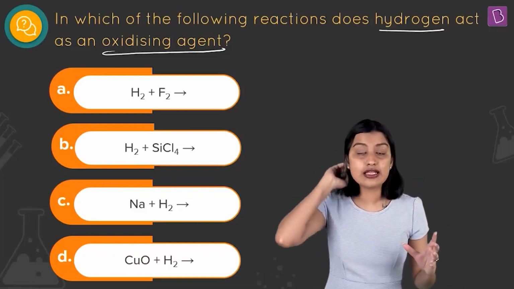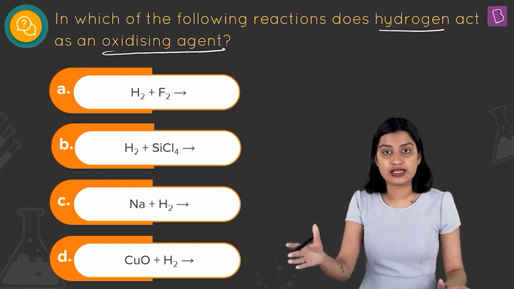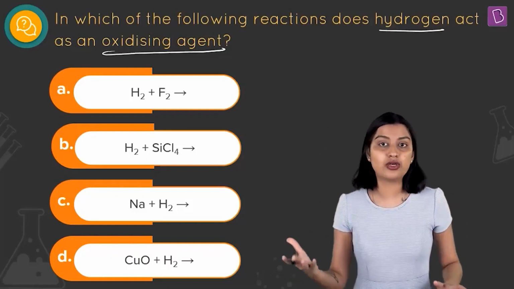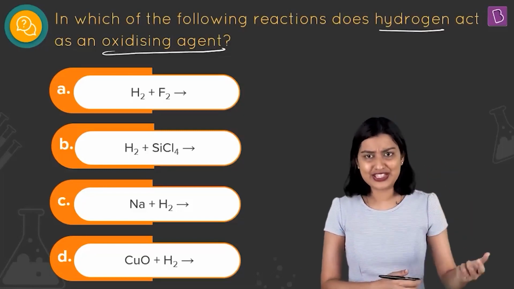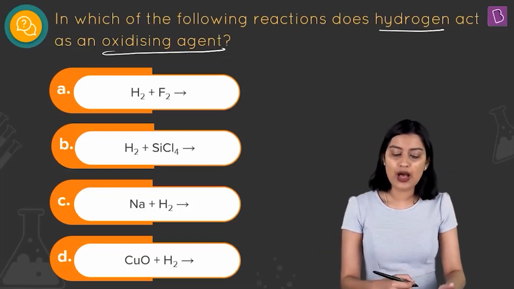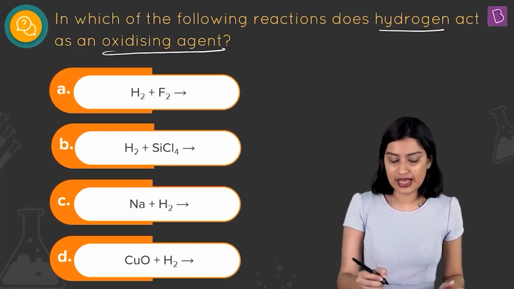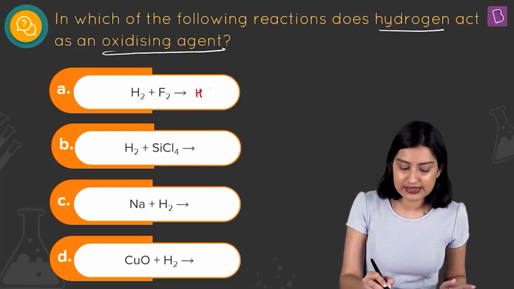That is how you can say that hydrogen has been the oxidizing agent if it is bringing about a change of oxidation in the other reactant or reagent. Okay, all right, let's see. So you have H2 plus F2 here. As a result of this reaction, what you get is HF.